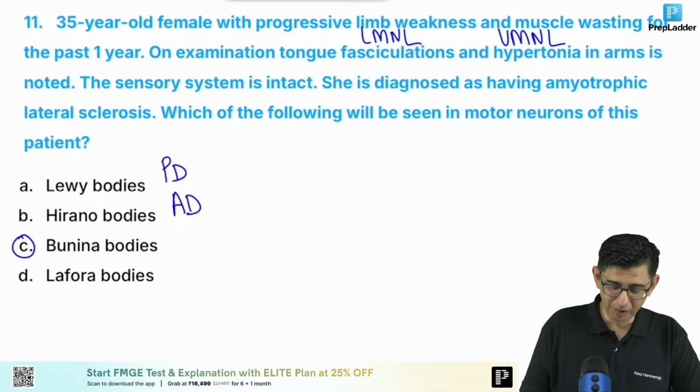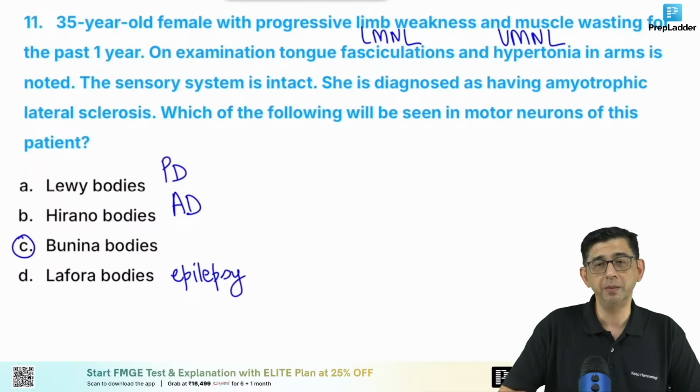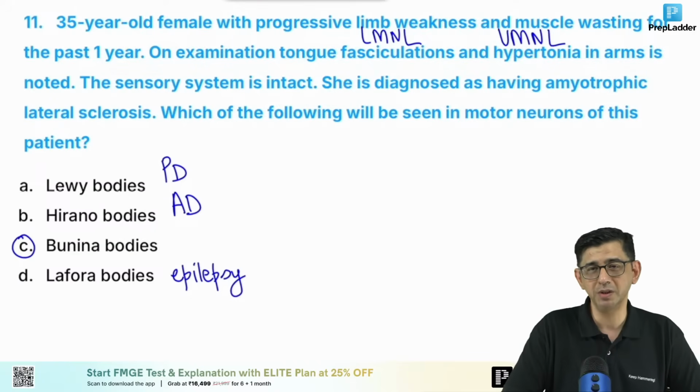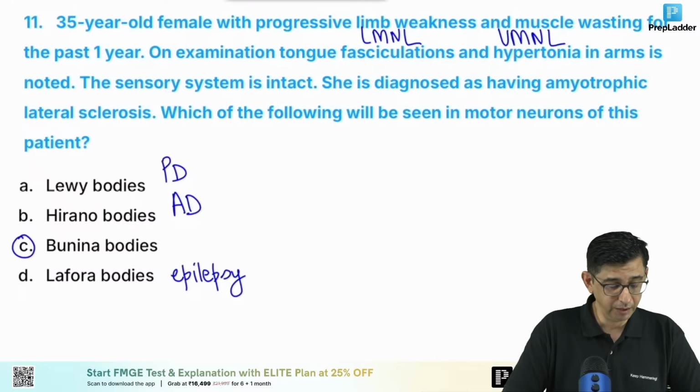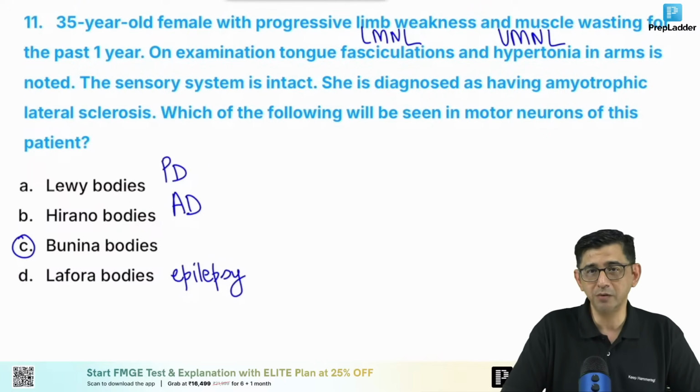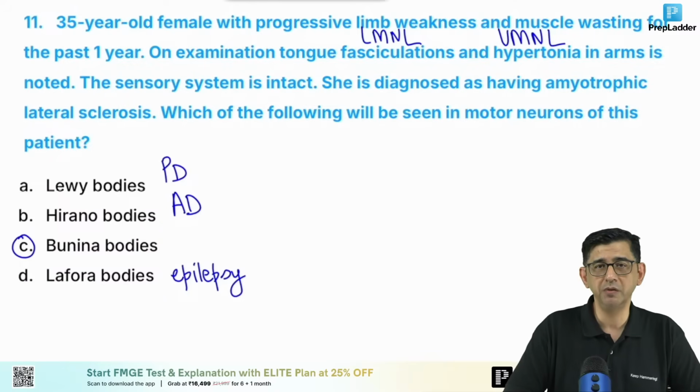Yes, Lafora bodies would be seen in epilepsy patients, guys. It is not LD bodies. It is epileptic patients who are having complex epilepsies where we can have Lafora bodies present. I think like Pick's disease would be having Pick's bodies, no? Pick's disease is Pick bodies, that would be frontotemporal dementia, and Kala-azar would be having LD bodies, that are Leishman-Donovan bodies. So the correct answer for this one is C, that is an easy one, Bunina bodies for a disease having lower motor and upper motor neuron lesion.